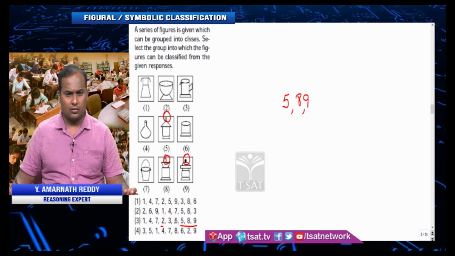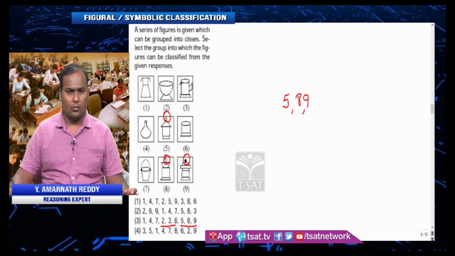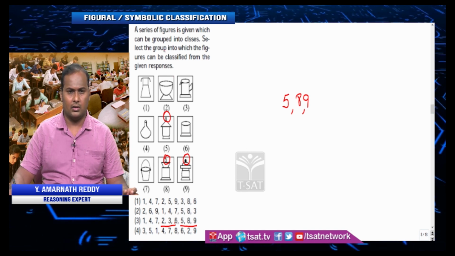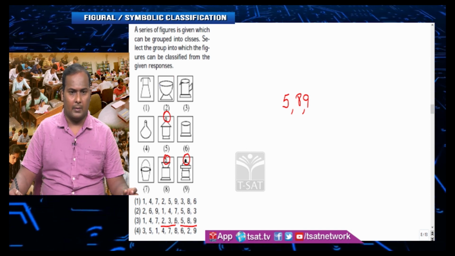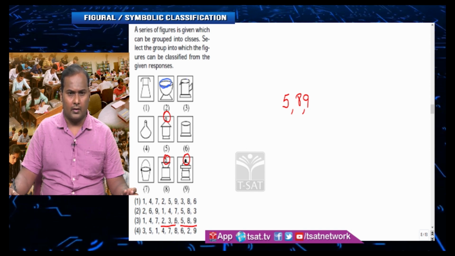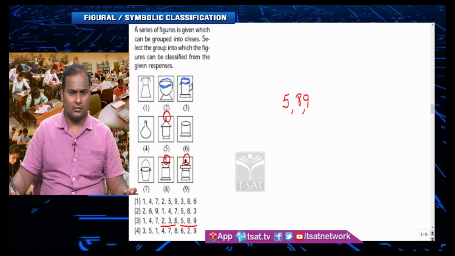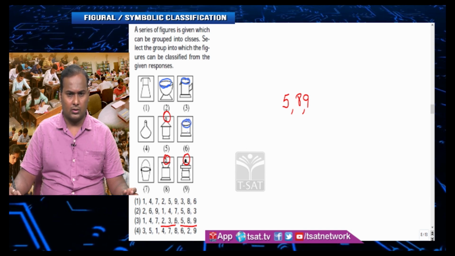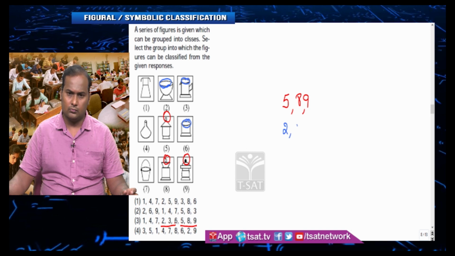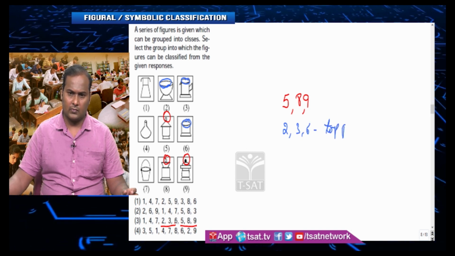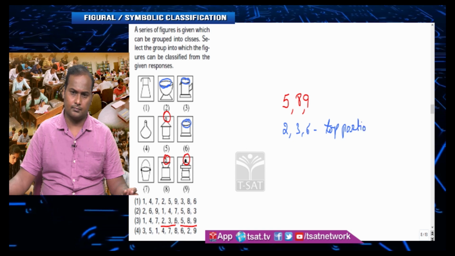Now you see here 2, 3, 6. Is there a common character in 2, 3, 6? Yes. What is that one? That is an open elliptical shape figure. So this is 2, again 3, again 6. If you see this 2, 3 and 6, the top portion is common, is same.